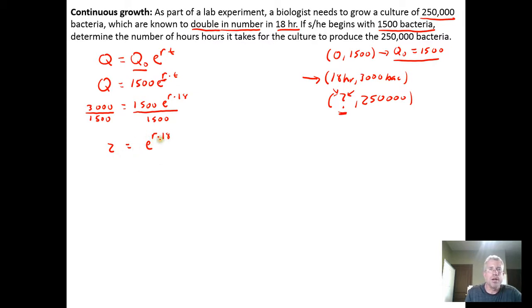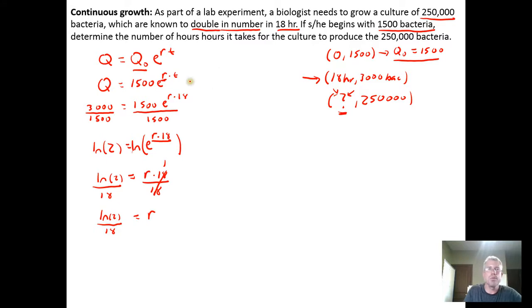We need to get the R out of the exponent position, so we're going to take the natural log of both sides. The natural log will cancel the base e exponential because they're inverse functions. That's going to leave us with the exponent equaling the natural log of 2, and then we can divide both sides by 18 in order to solve for R. R times 1 is just R, and R equals the natural log of 2 over 18.